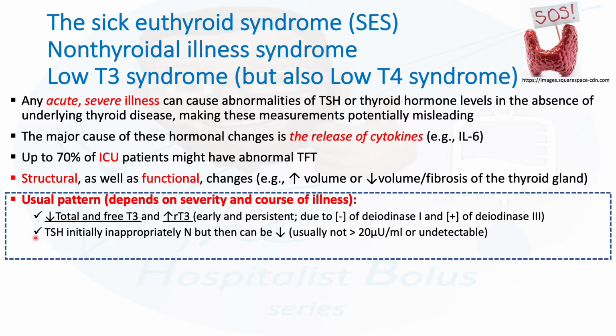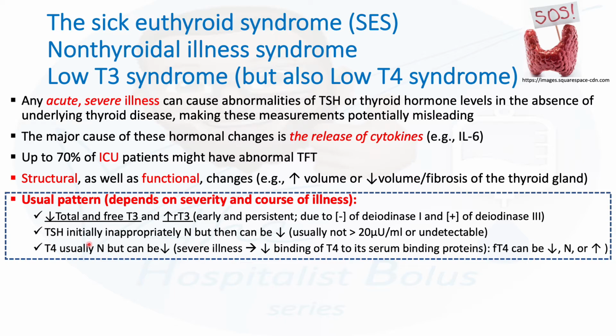And then when it comes to TSH, it's usually inappropriately normal, because when the T3 and T4 are low, the TSH is supposed to go up, but usually it's inappropriately low. Later in the course of the disease, especially if it's a severe illness, it actually could be low. But usually it's not very low. So if it's undetectable, it could most likely indicate a true thyroid or primary thyroid disease.